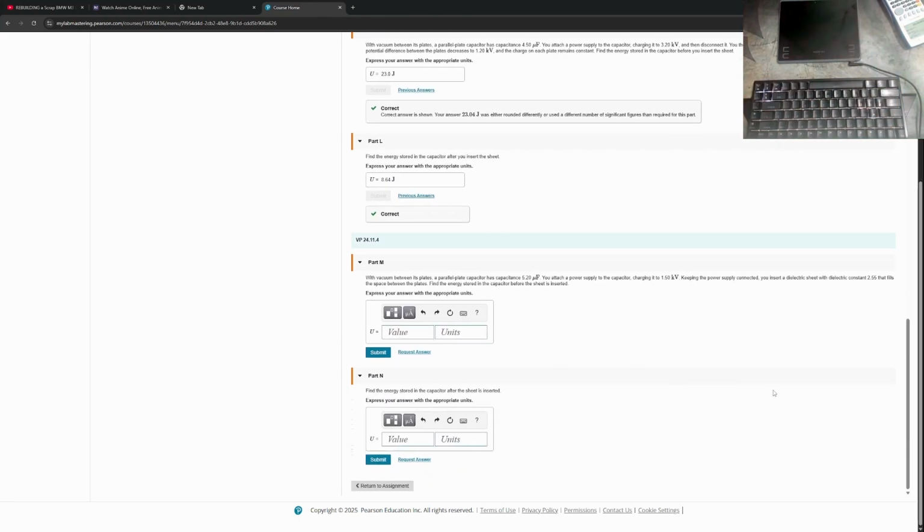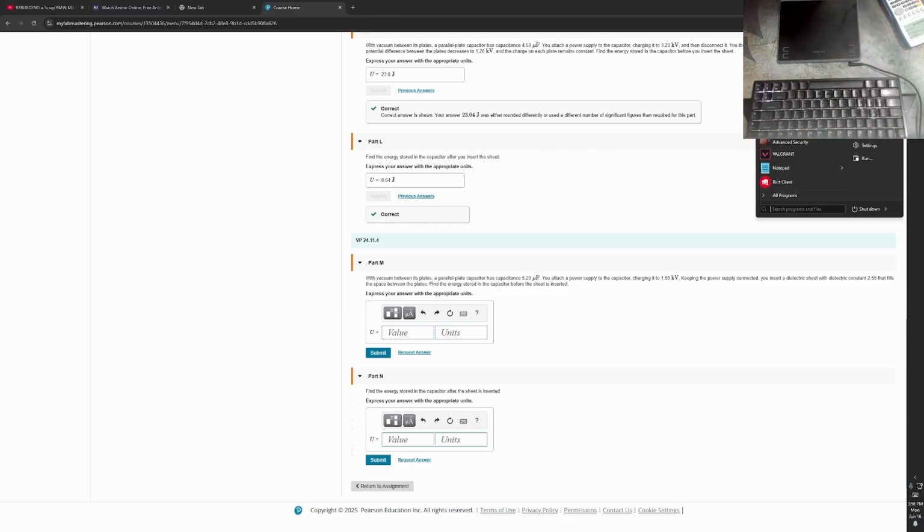That's correct. So part M: a parallel plate capacitor with a vacuum between its plates has a capacitance of 5.2 microfarads, and you attach a power supply to the capacitor charging at 1.5 kilovolts, keeping the power supply connected. You insert a dielectric sheet with a dielectric constant of 2.55 that fills the space between the plates. Find the energy stored in the capacitor before the sheet is inserted. So we can use the stored energy formula to solve this. So we can just do 1/2 times the 5.2 microfarads times our voltage, 1.5 kilovolts.